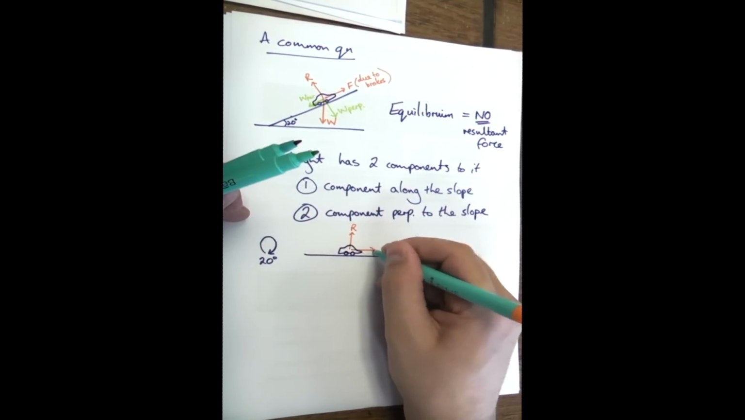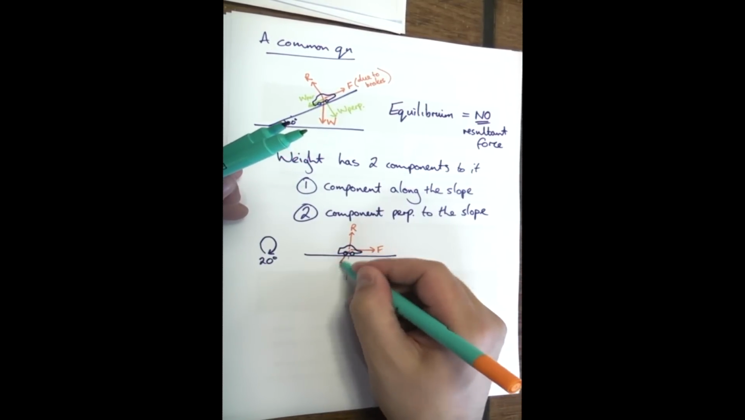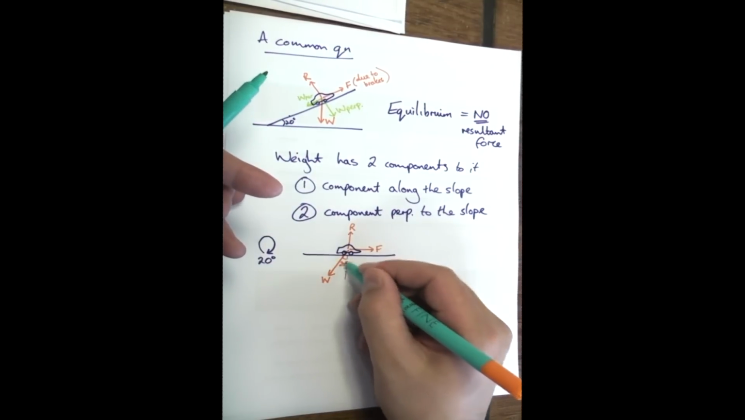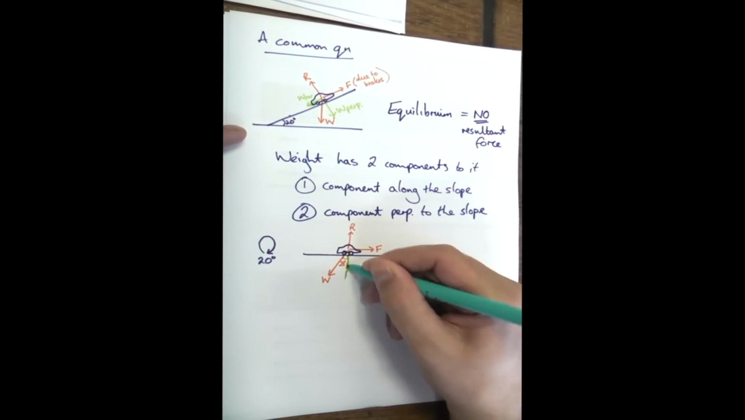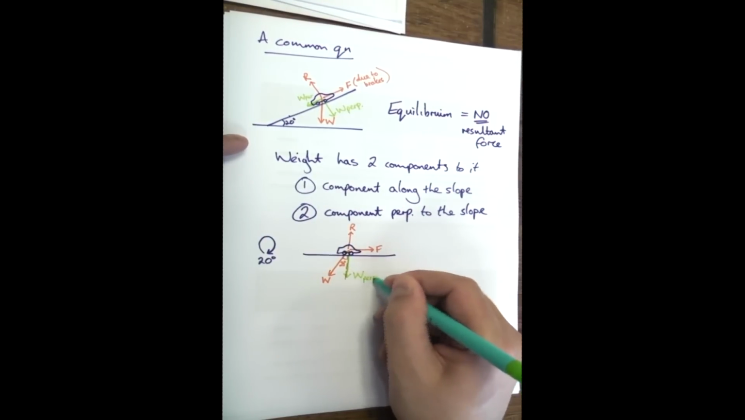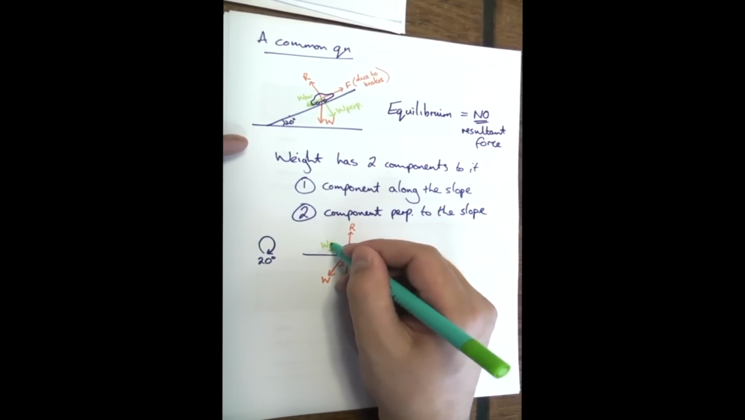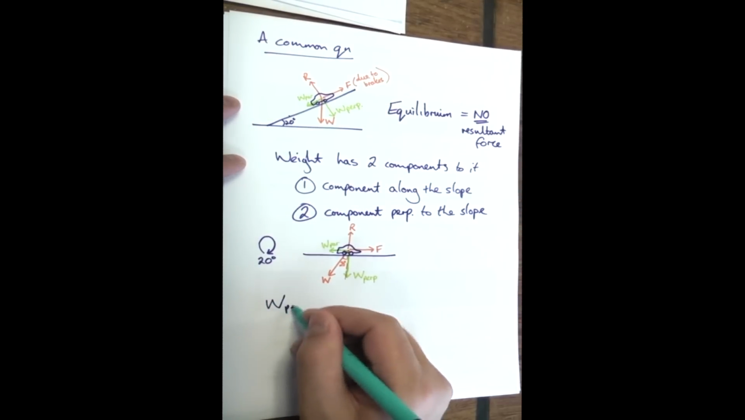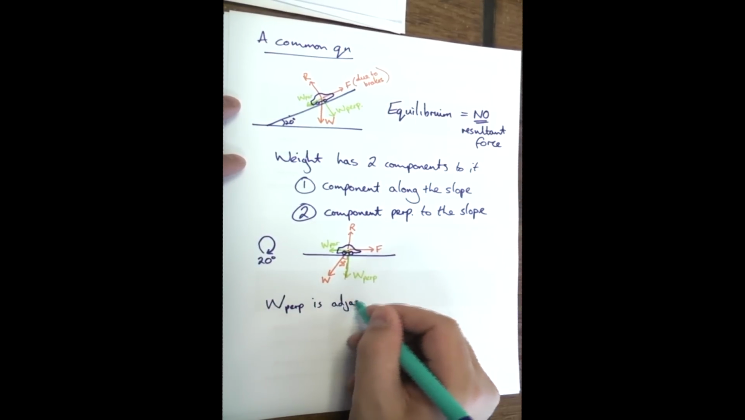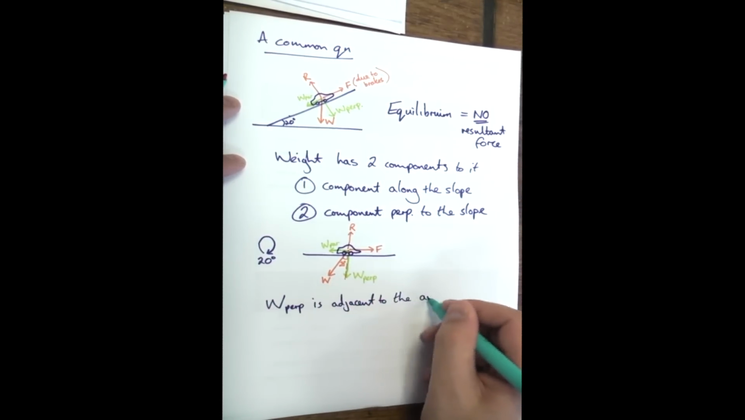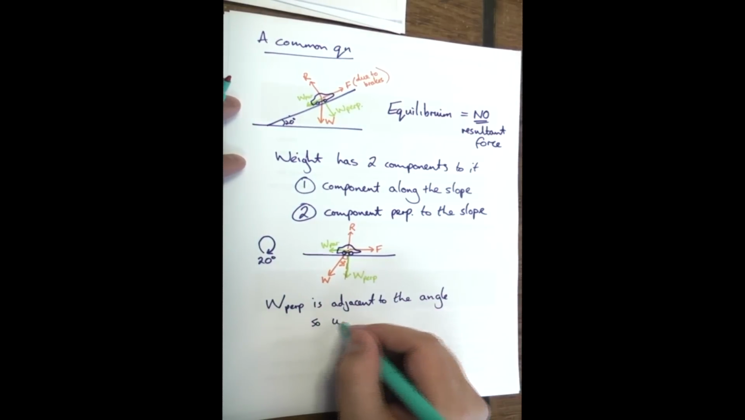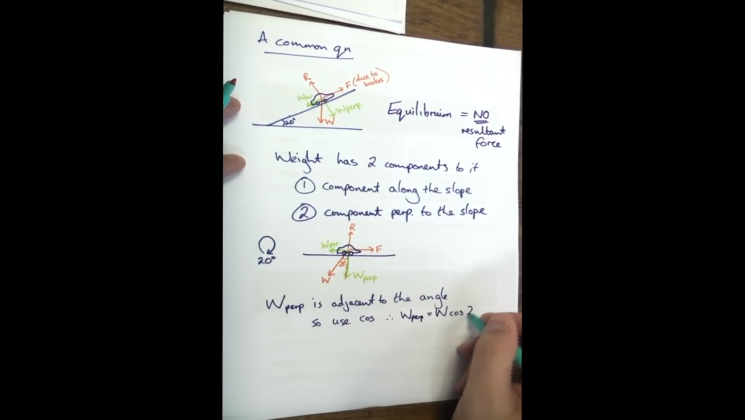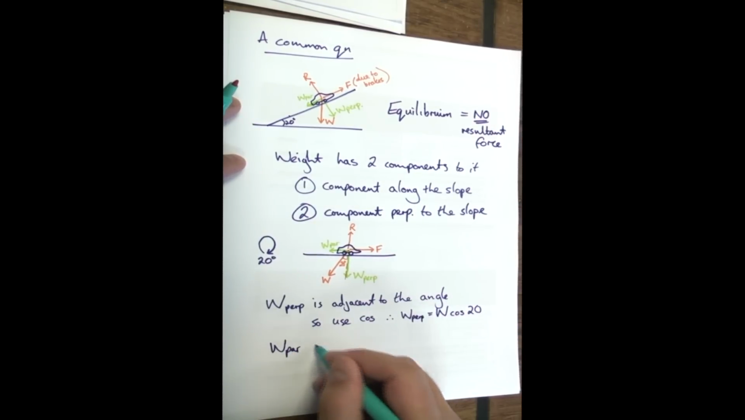So we've got the reaction force directly up, we've got the frictional force directly along the slope, and now the weight has been rotated by 20 degrees. So the weight still has the two components. It's got the perpendicular to the slope component and the parallel to the slope component. Now we can work out what these perpendicular and parallel components are, because the perpendicular is adjacent to the angle. So as we said before, we use cos. So the weight perpendicular is W cos 20.